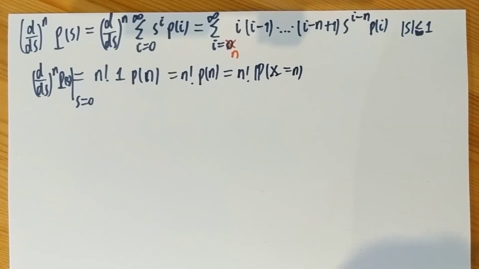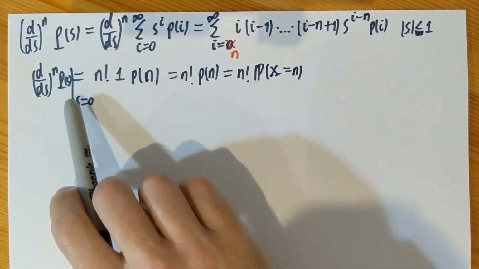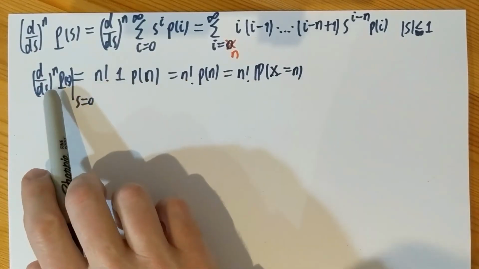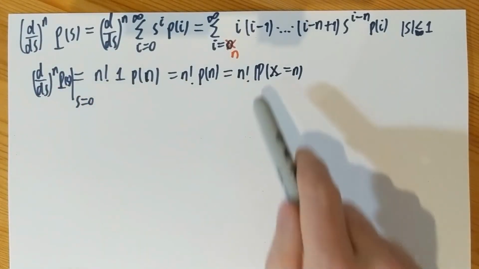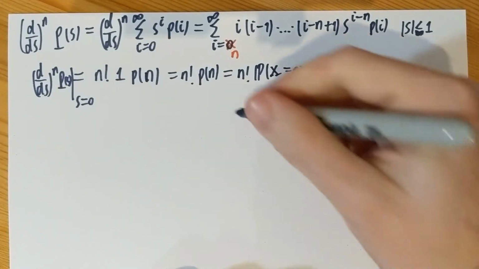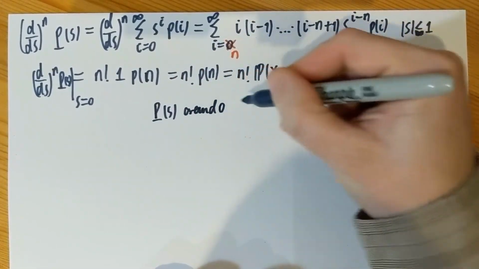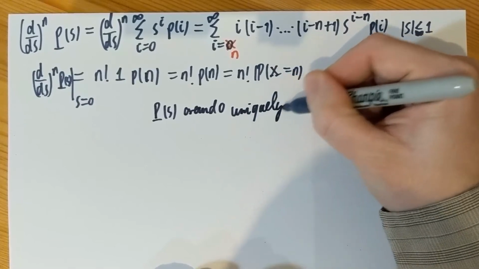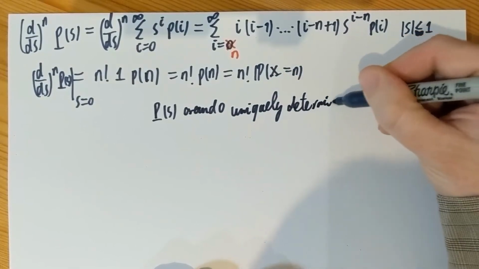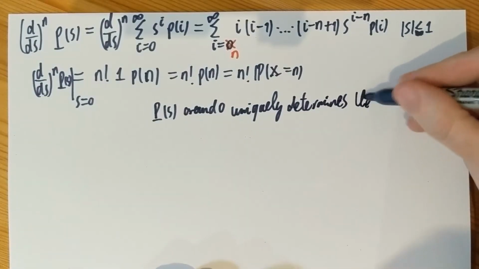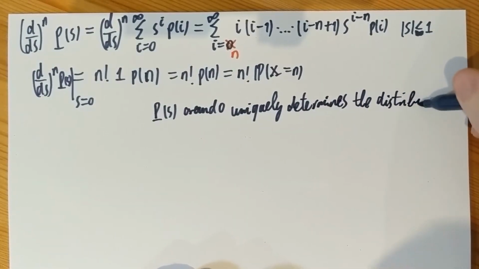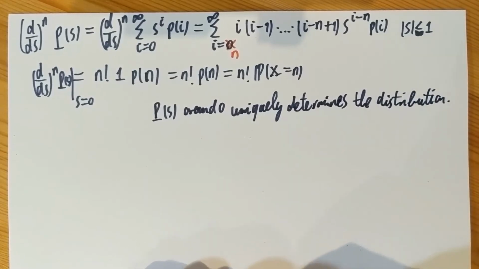And that's very nice, because if I have a generating function and I want to find out about the mass function, all I need to do is differentiate n times, divide by n factorial, and I get my mass function value at n. In other words, the p.g.f. around 0 uniquely determines my distribution. I am assuming here, of course, that we're talking about non-negative integer x's. Okay, so the generating function is one-to-one to distributions, to non-negative integer distributions.